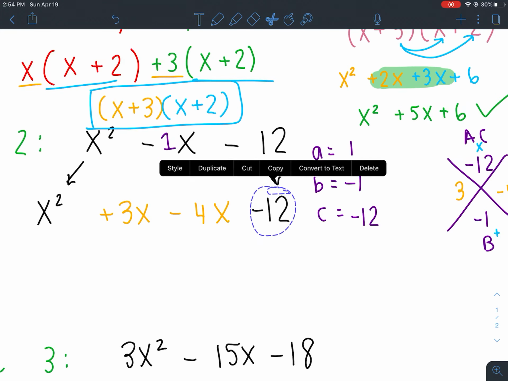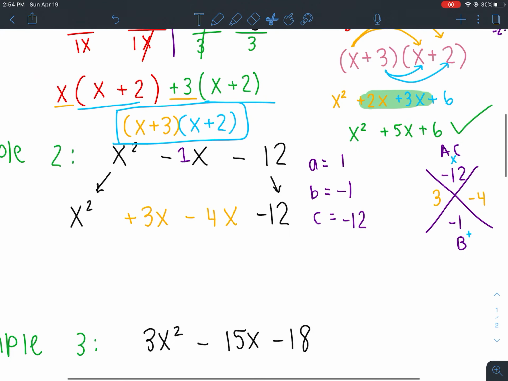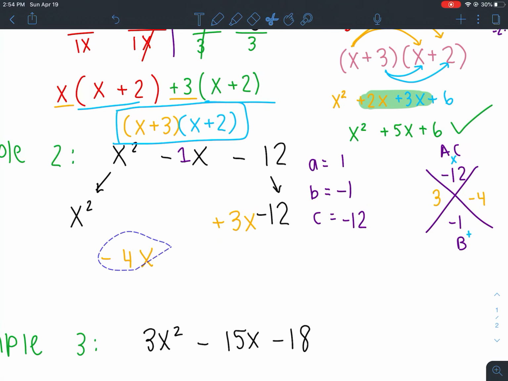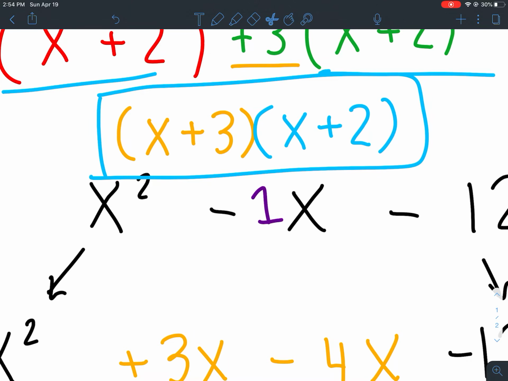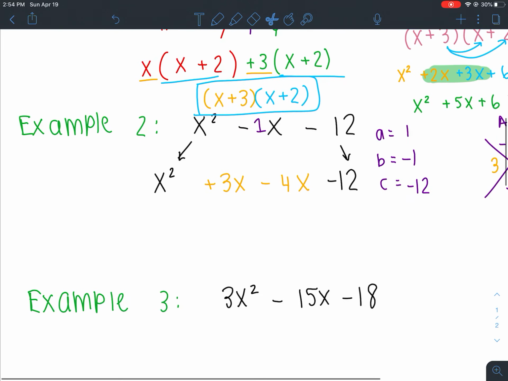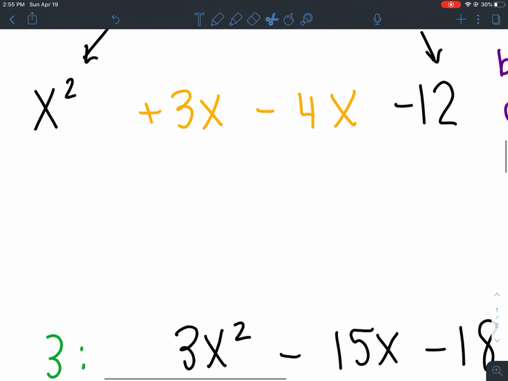Something I forgot to mention was that it doesn't matter the order that you put it in, you'll get the exact same answer. So if you wanted to put the negative 4 in the front and the 3x in the back, that is allowed. But again, it doesn't really matter. You'll get the same answer regardless. Okay, your parentheses order may be different, like you might have the x plus 2 in the front, but that does not matter. Remember, multiplication, it doesn't matter the order.